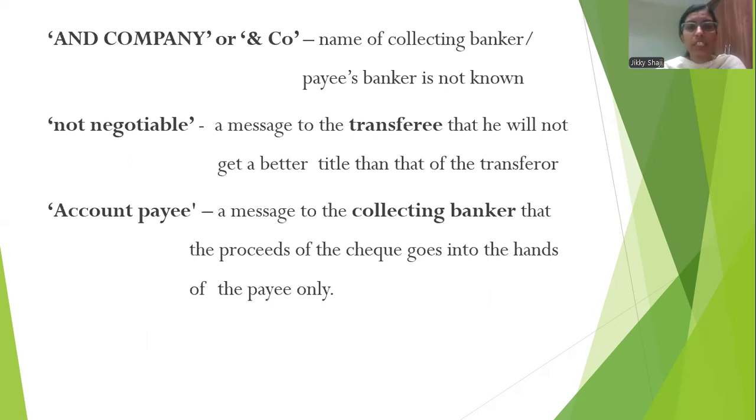And what are the implications of these words? "And company" means the name of the collecting banker or payee banker is not known. If "not negotiable" is written, it is a message to the transferee that he will not get a better title than that of the transferor. If "account payee" is written, it is a message to the collecting banker that the proceeds of the check go into the hands of the payee only.